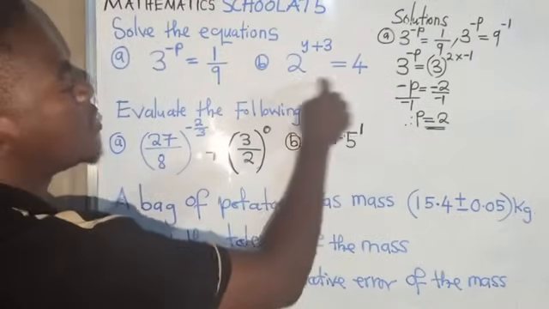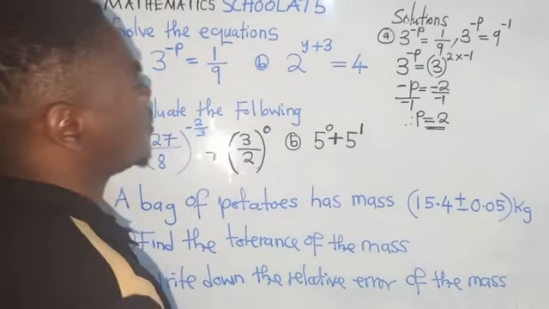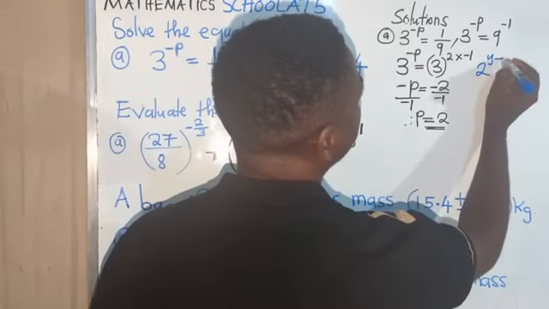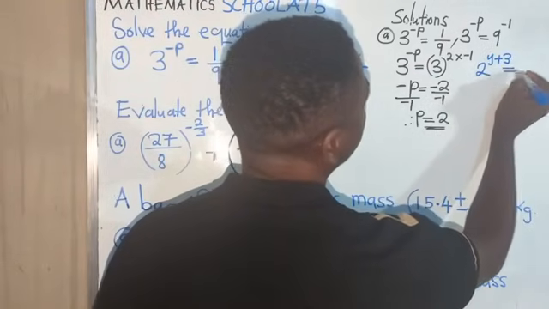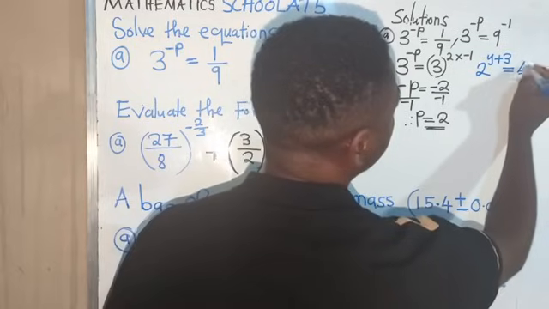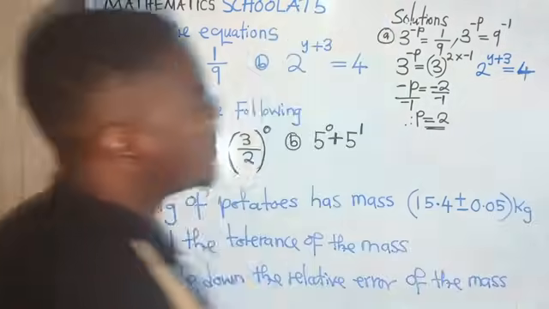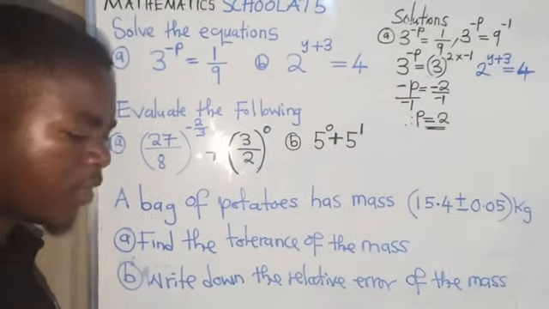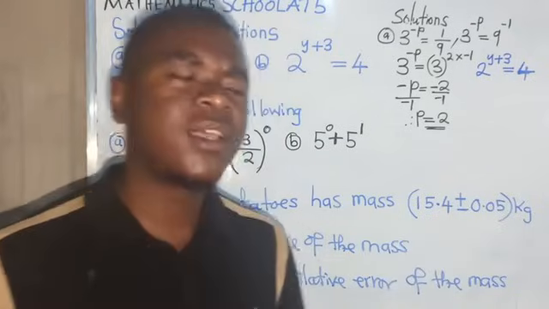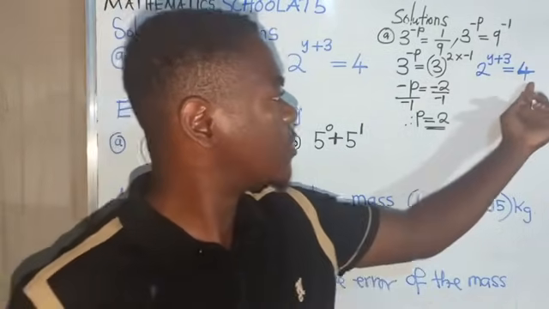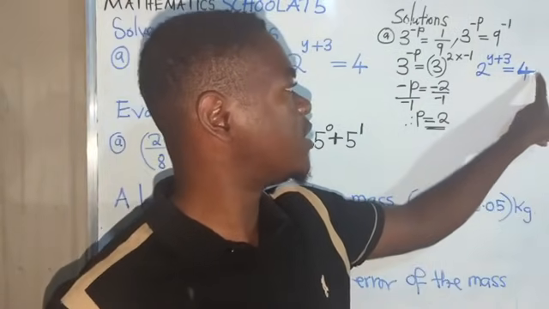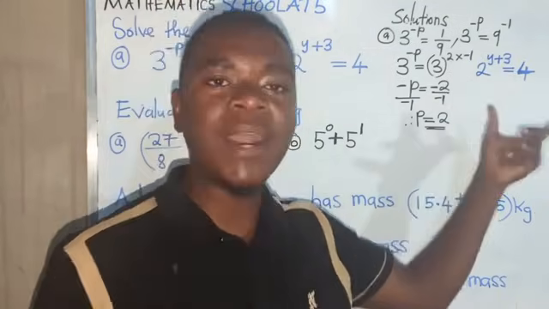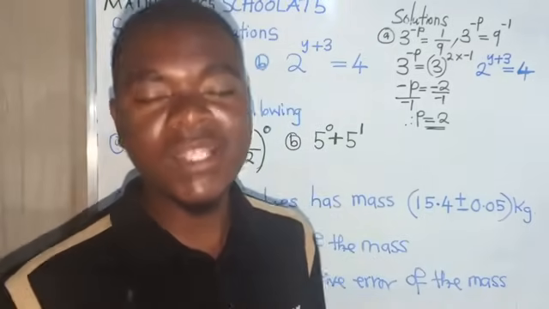We now move on to this one that is there. So let me write it here. We are given 2 to the power y plus 3, which is equal to 4. That one is simple. This is a simple question. How can we go about that one? This is in base 2. This is base 4. So we need to change this one into base 2 so that we just equate the powers and solve the equation.